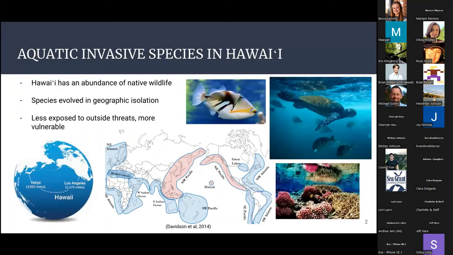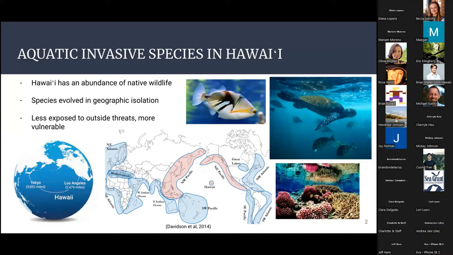Before we can even start talking about invasive species, we have to mention the native species present. Hawaii has an abundance of native wildlife, and it is estimated that Hawaii supports more than 6,500 native marine taxa throughout the Hawaiian Islands. This wealth of native species is due to Hawaii's isolated geographic location. Hawaii is almost 4,000 miles away from Tokyo, and about 2,500 miles away from LA, and those are some of the closest land masses other than other Pacific islands. You can see the magnitude of how isolated it is on the map in the middle.